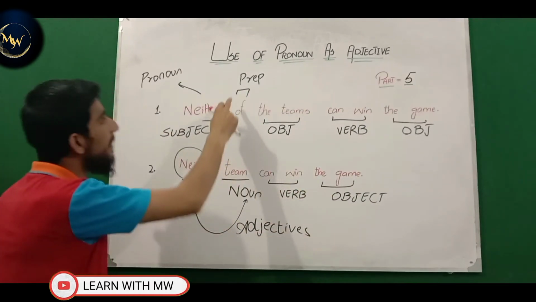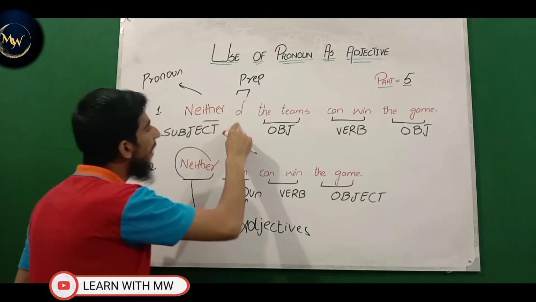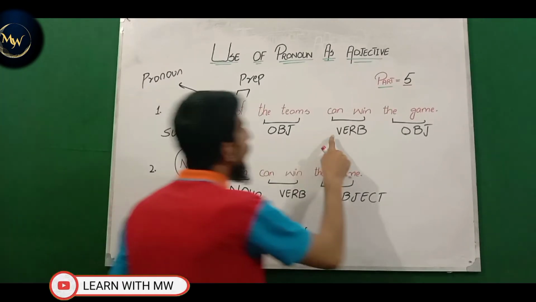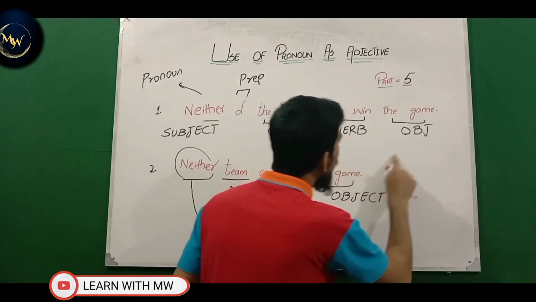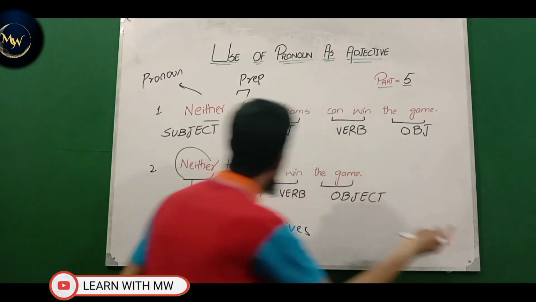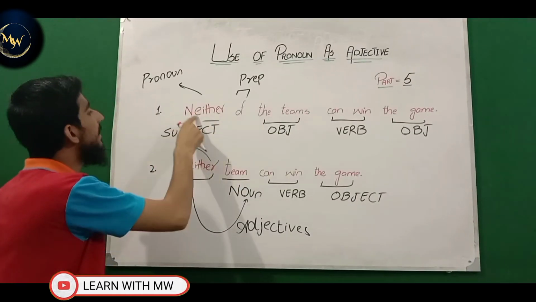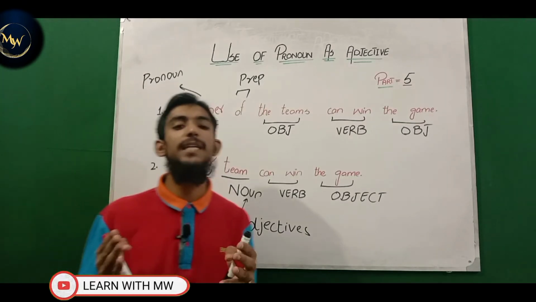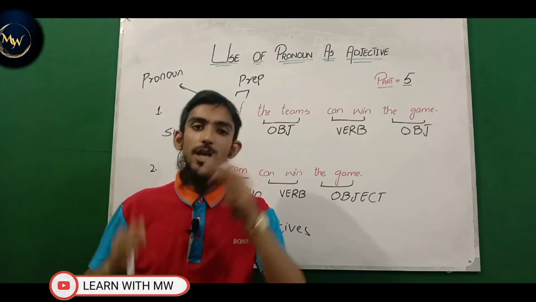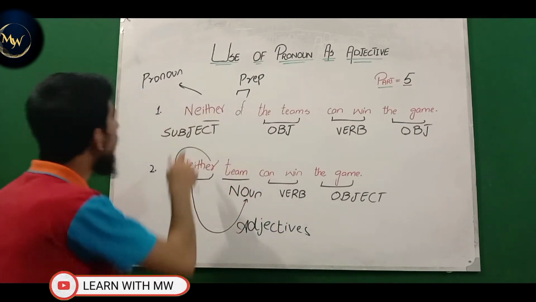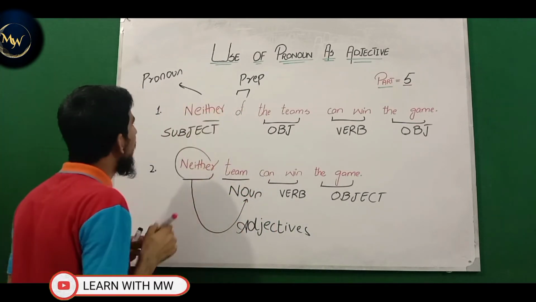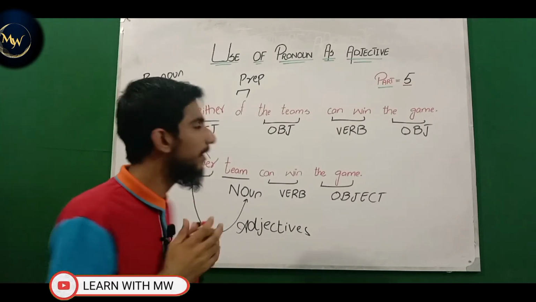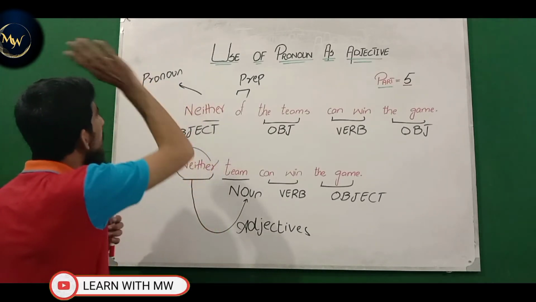So the same concept: "of" is a preposition, and after the preposition comes the object. We have discussed this in the previous slide. Can win is basically the verb, and after the verb comes the object. And neither is basically the subject. It is the topic of the sentence, and a subject in English grammar can be either a noun or a pronoun. As we all know, neither is a pronoun, and more specifically a distributive pronoun. So in this sentence, neither is used as a pronoun.